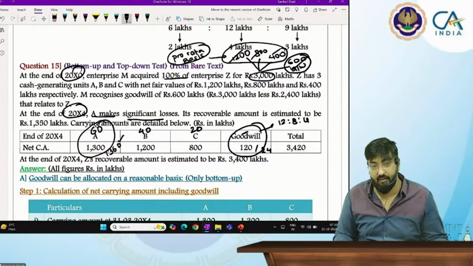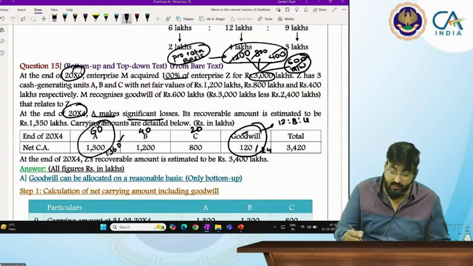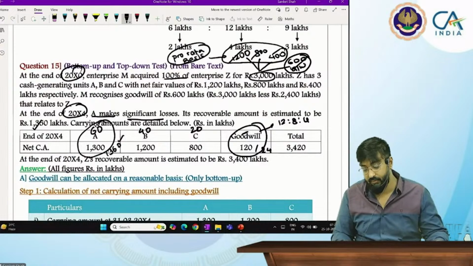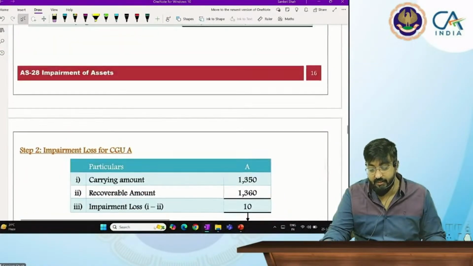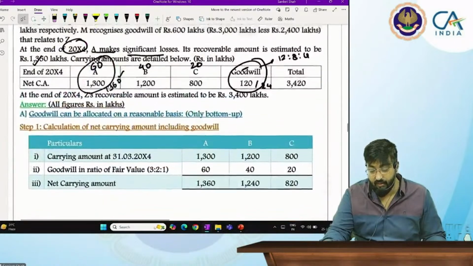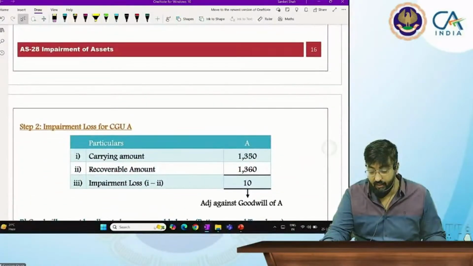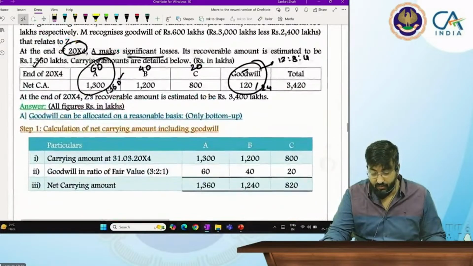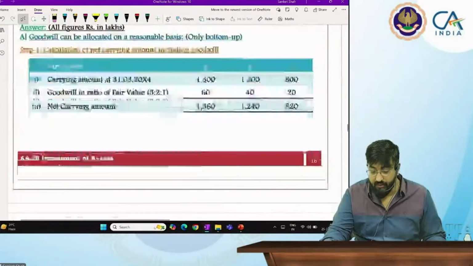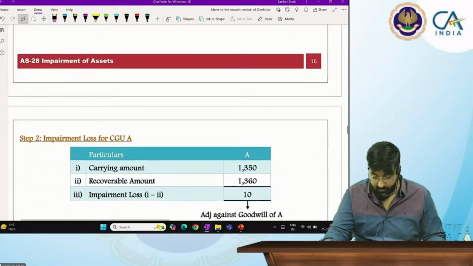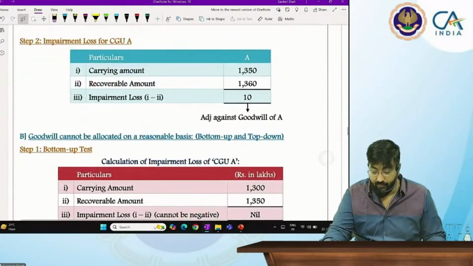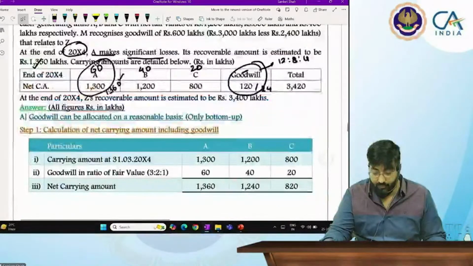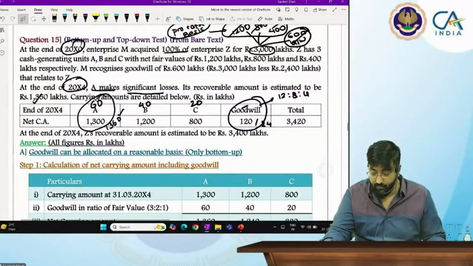1360. And now what is the recoverable amount? 1350. So now your recoverable amount is 1350, correct? Recoverable is 1360. Its carrying cost is 1350.